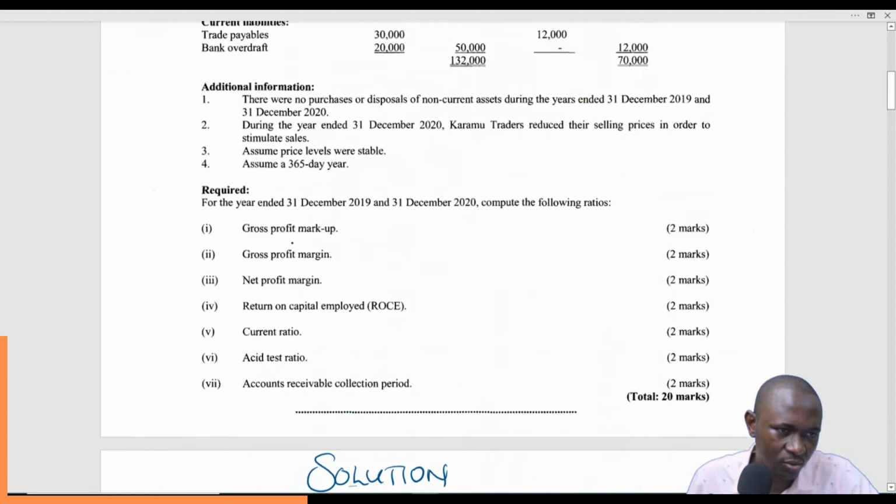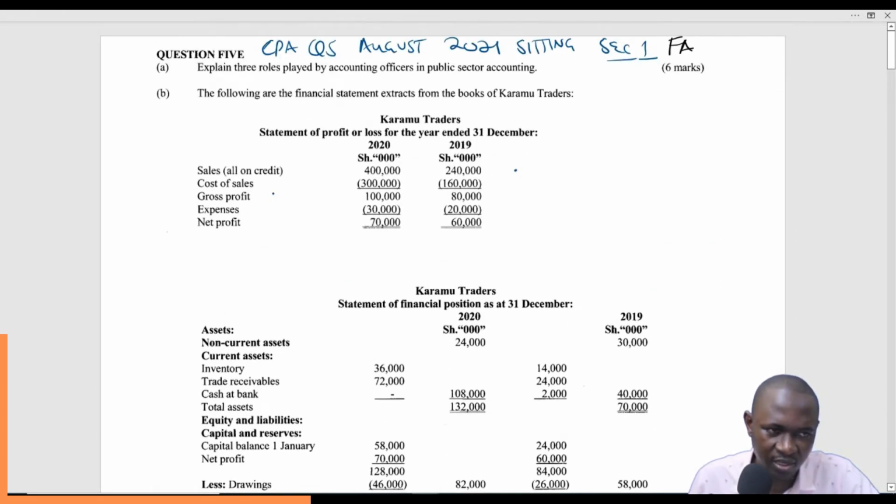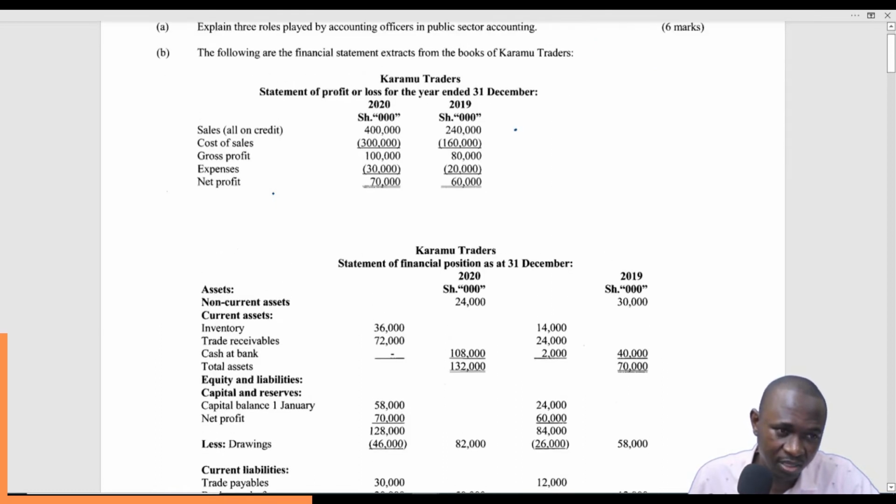Okay, so let's go to the second part of the question, and that is part B. The following are the financial statement extracts from the books of Karamu Traders.